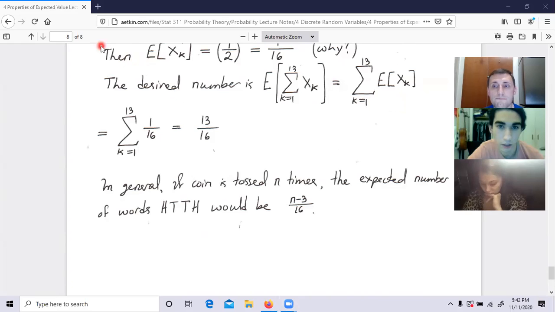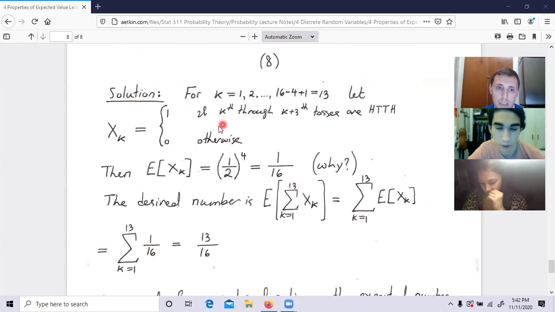Good. And is 1/16 basically the probability that you'll get HTTH? Yes, somewhere in a particular place. You see why that's the expected value? Because it's 1 multiplied by the probability of getting 1, 0 multiplied by the corresponding probability of not getting it. But it doesn't matter. If I multiply by 0, I don't need to consider it. It's just 1 multiplied by the probability. So its expected value is the probability of seeing that from the k-th place in the word onwards.